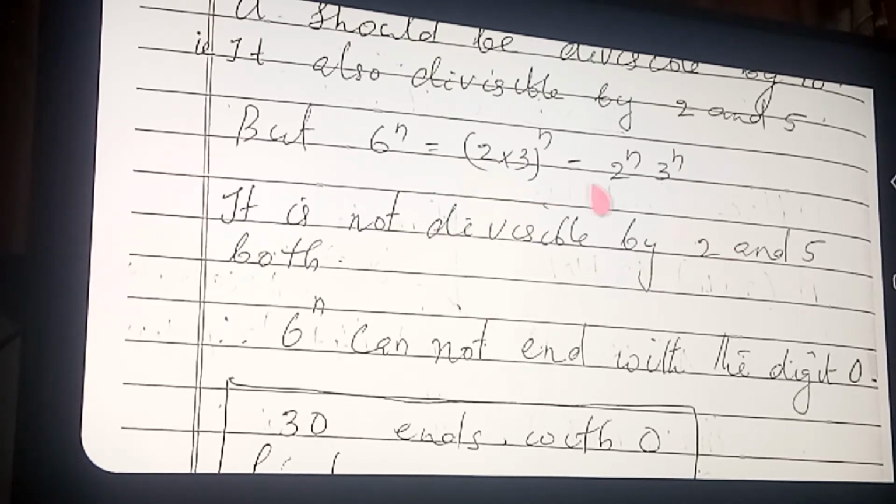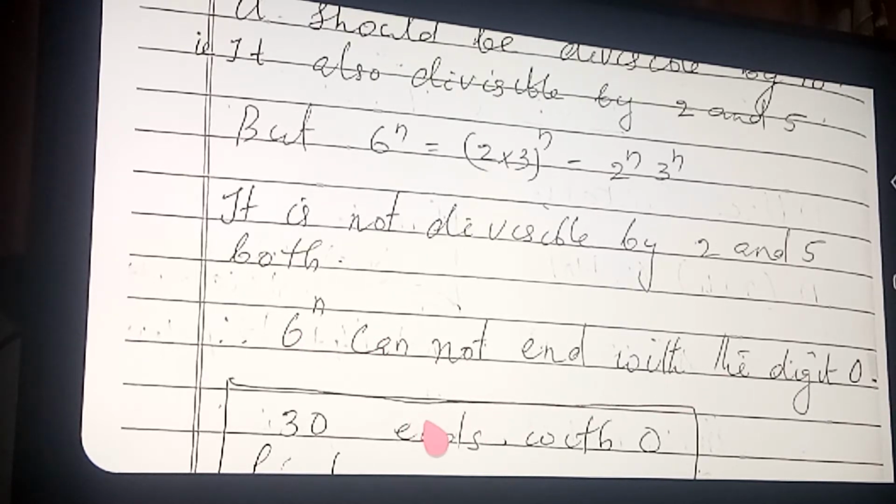Okay. So here in this format, any numbers coming, it is never divisible by 2 and 5 both. Therefore what you can say, it is never divisible by 10 also. Therefore what you can say, this type of numbers never ends with a 0. So 6 raised to n cannot end with the digit 0.